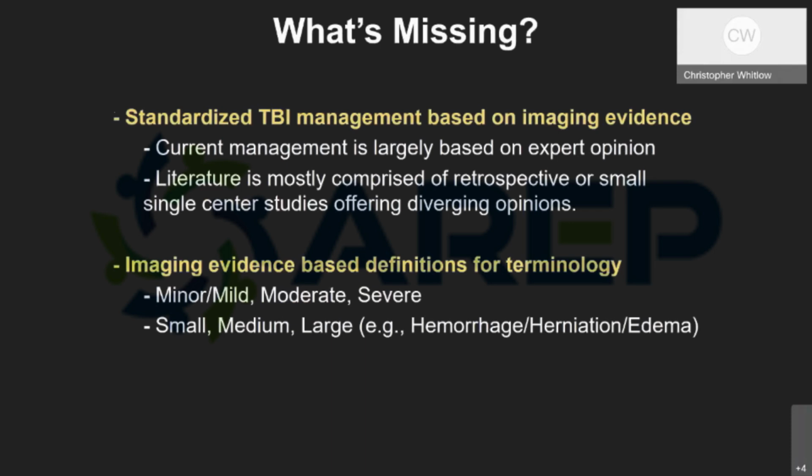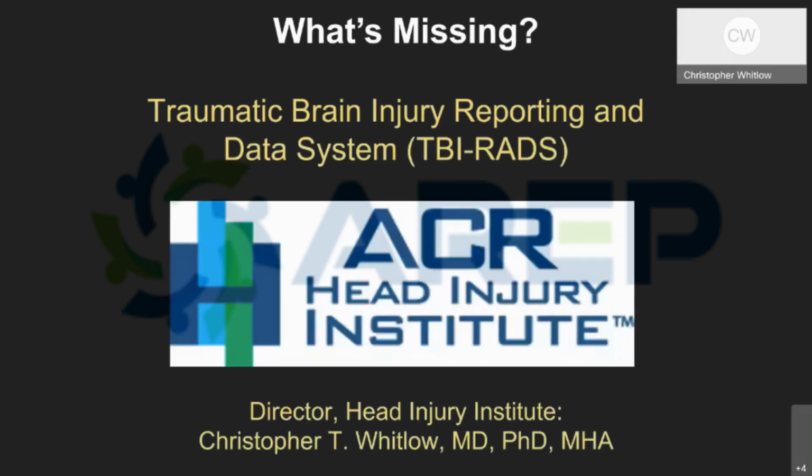So we've talked a bit about the evidence and imaging recommendations for acute TBI, but this can only take us so far. What we still need are standardized traumatic brain injury management plans that take into account the imaging evidence and use these data in a quantitative or semi-quantitative way to standardize the terminology we use in our imaging reports, and thus direct or guide patient management. And so the ACR Head Injury Institute has been working on developing the Traumatic Brain Injury Reporting and Data System, or TBI RADS.